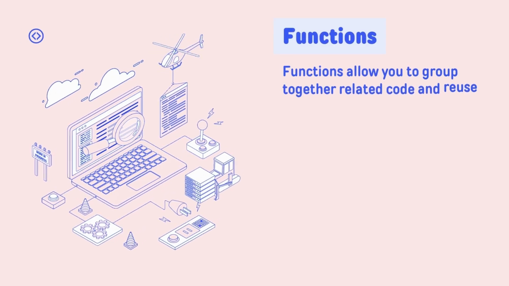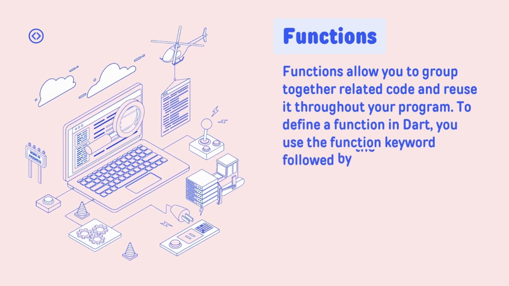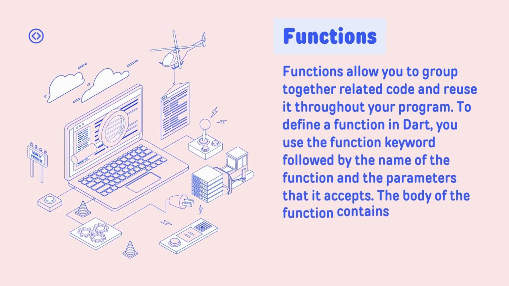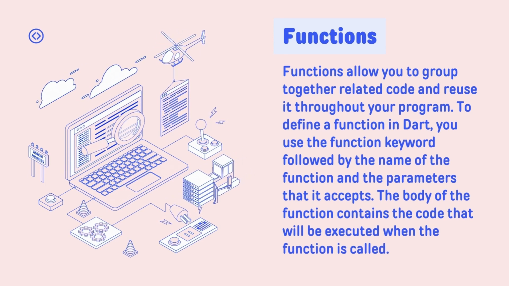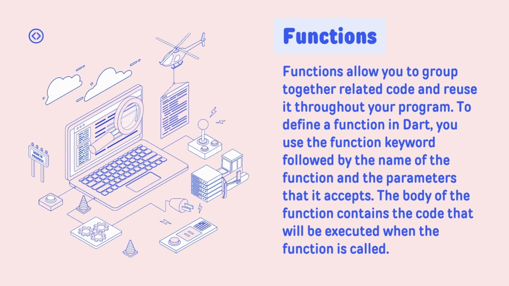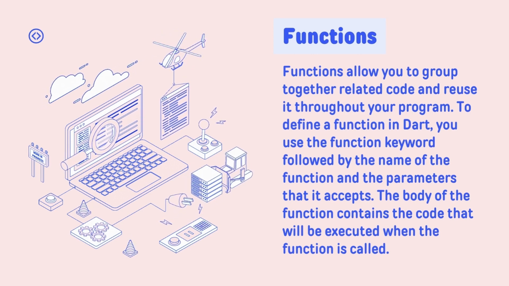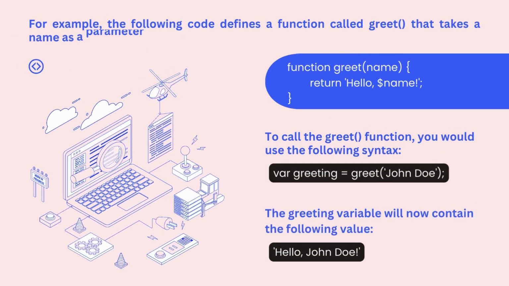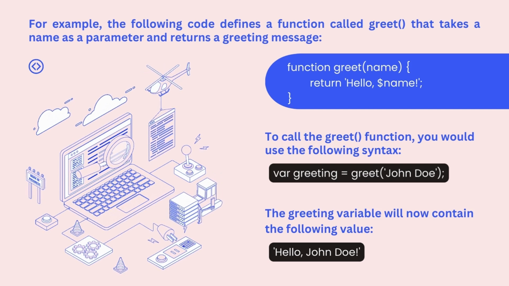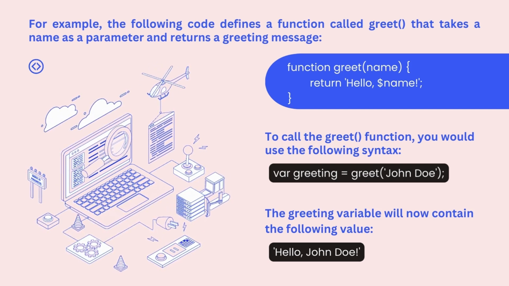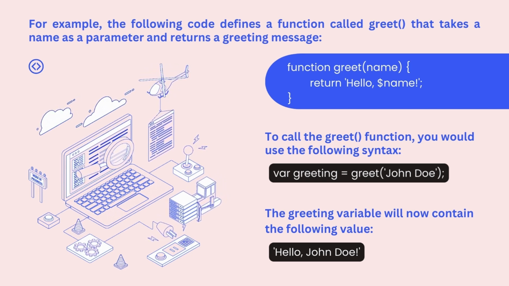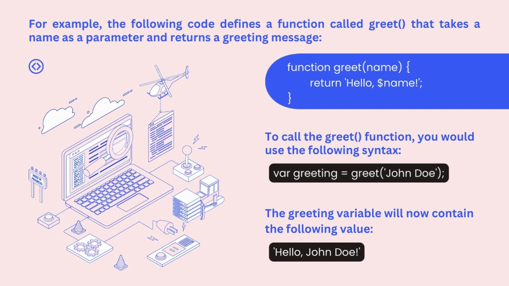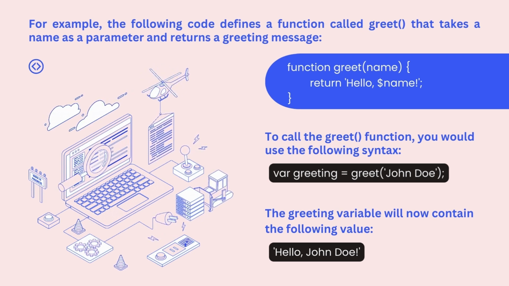Functions. Functions allow you to group together related code and reuse it throughout your program. To define a function in Dart, you use the function keyword followed by the name of the function and the parameters that it accepts. The body of the function contains the code that will be executed when the function is called. For example, the following code defines a function called greet that takes a name as a parameter and returns a greeting message. To call the greet function, you would use the following syntax. var greeting = greet(John Doe). The greeting variable will now contain the following value.